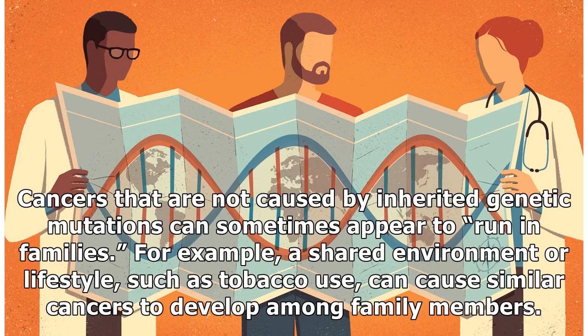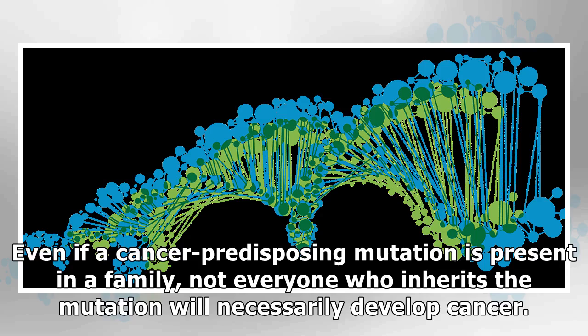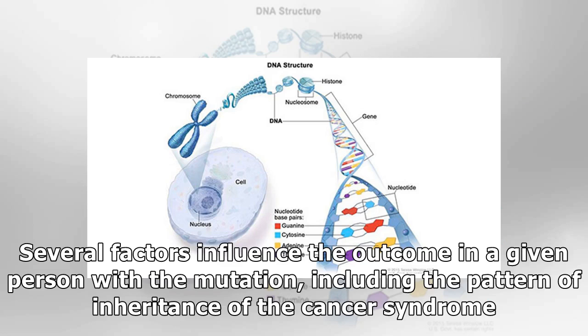Cancers that are not caused by inherited genetic mutations can sometimes appear to run in families. For example, a shared environment or lifestyle, such as tobacco use, can cause similar cancers to develop among family members. However, certain patterns in a family, such as the types of cancer that develop, other non-cancer conditions that are seen, and the ages at which cancer develops, may suggest the presence of a hereditary cancer syndrome. Even if a cancer-predisposing mutation is present in a family, not everyone who inherits the mutation will necessarily develop cancer.